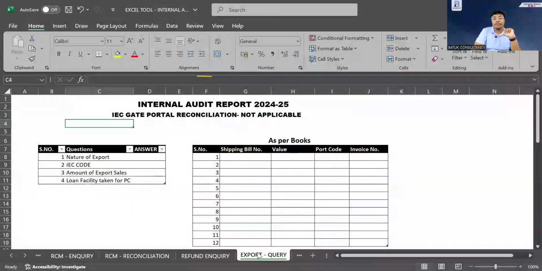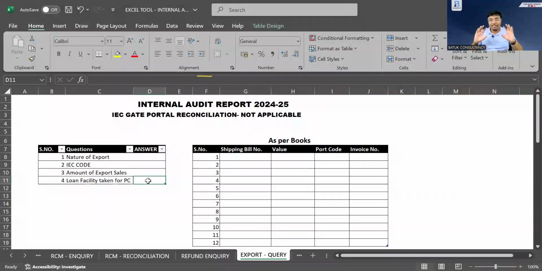Sir, export related queries. So if you are making the export, then you first need to identify the nature of export, that the export is with payment or without payment. What is your IEC code? What is the amount of export sales? Whether any loan facility is taken, that is packing credit, regarding the export or not. These types of things we also need to ask from our client.